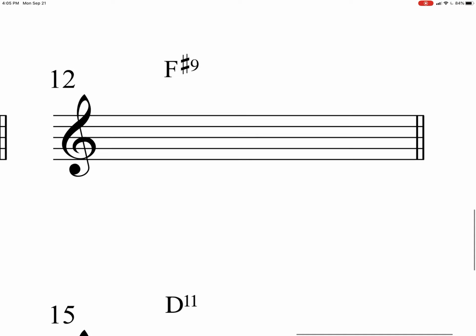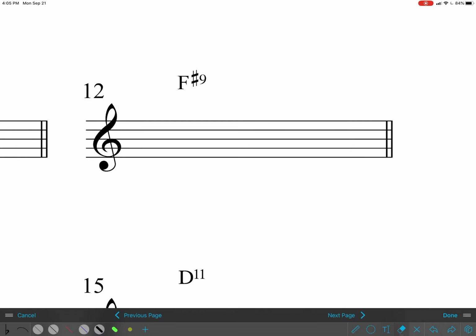This is an interesting one. F sharp 9. So the first thing you guys want to make sure, guys, is that this is not an F chord with a sharp ninth, okay? That means something different. If we saw this written like this, it would mean it was 1, 3, 5, and then sharp 9, but that's not what this is. We're going to treat this actually kind of like this. We're going to treat this as an F sharp chord with an added ninth, right?